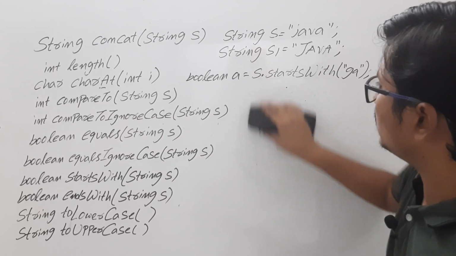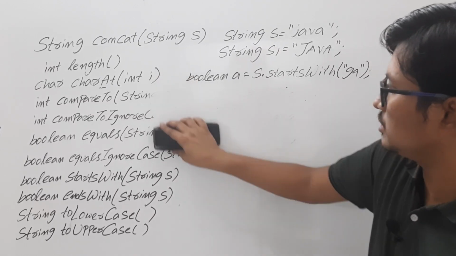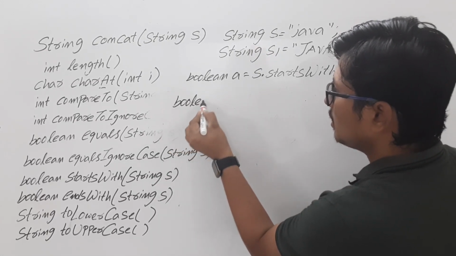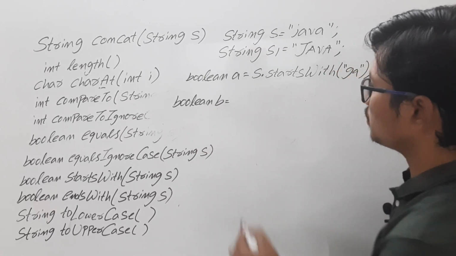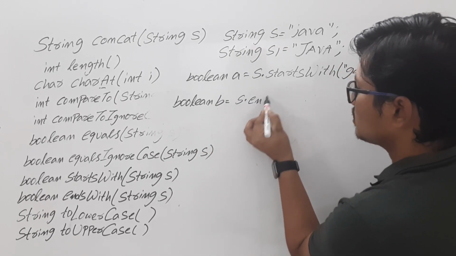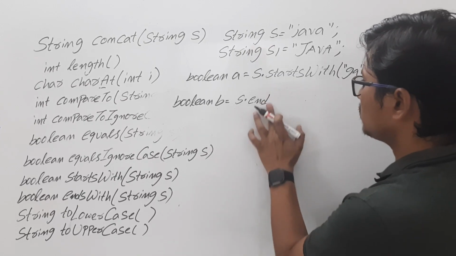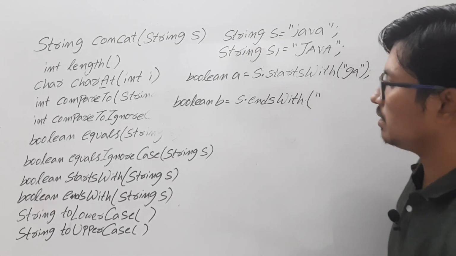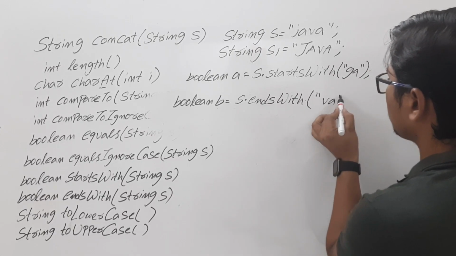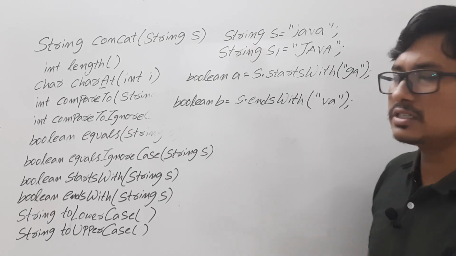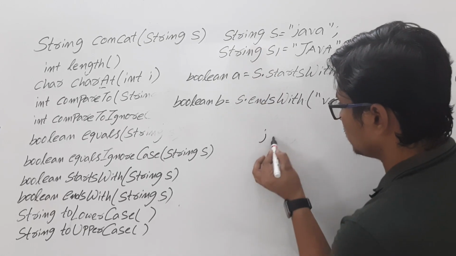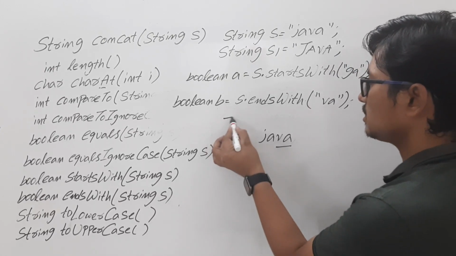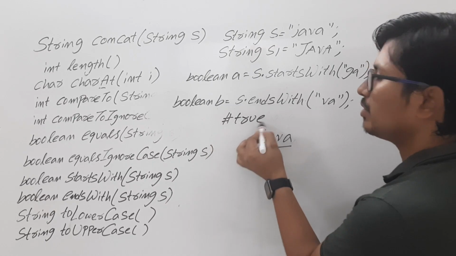Similarly, you have the endsWith also. Let me erase this one so that I can use the space. If I write boolean b is equal to s dot endsWith, where everything is in lowercase and W will be in uppercase, and I will provide some string. Let me write va. Okay, look at here. What is the string in the variable? Yes, Java is there. Is Java ending with va? Yes, it is ending with va. In this case, it will produce the output as true for you.